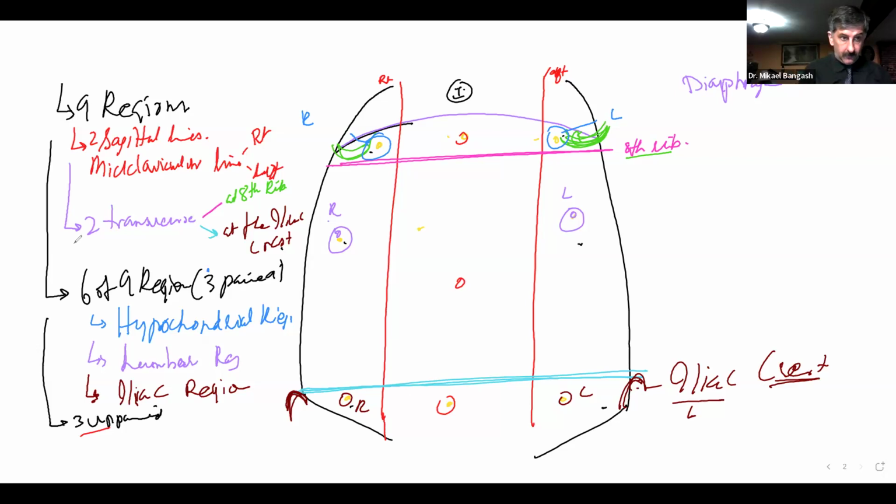If I just write it over here, guys, just so we don't run out of room. So that's our 3 unpaired regions, which means there's no left or right. Single.